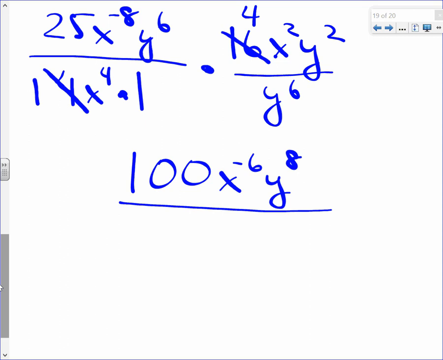All right, we took care of the numerators. Let's take care of the denominators now. 1 x to the 4th times 1 is just going to be x to the 4th, right? So this is just x to the 4th at the bottom, because 1 times 1 is 1. Done. X to the 4th times y to the 6th will just be x to the 4th, y to the 6th.